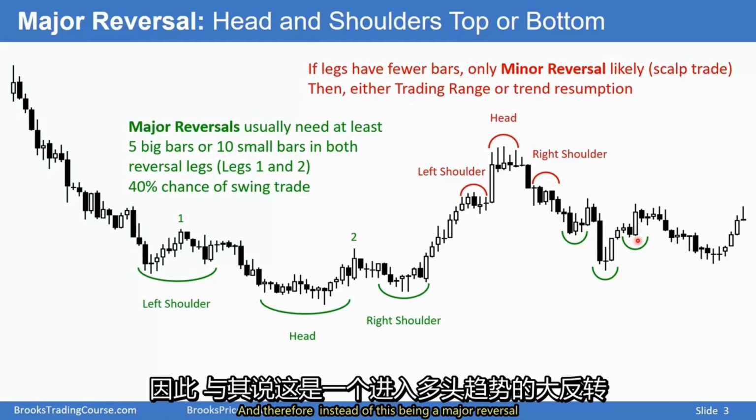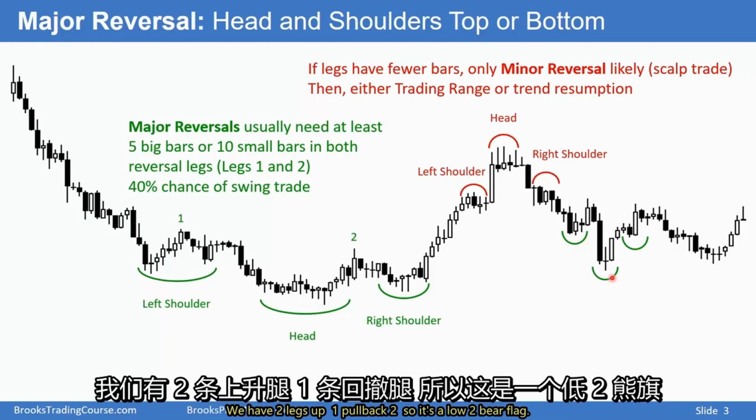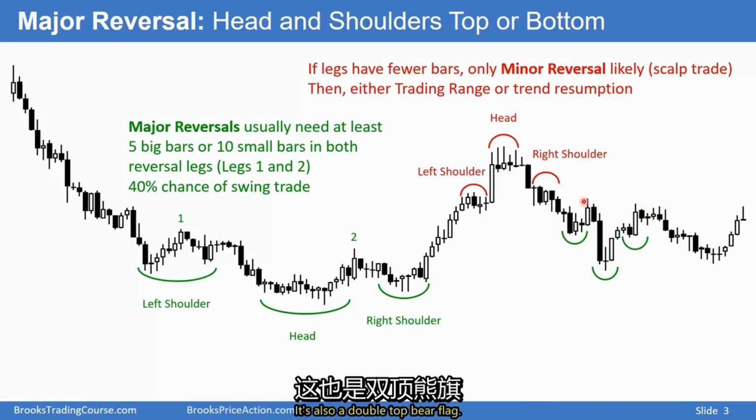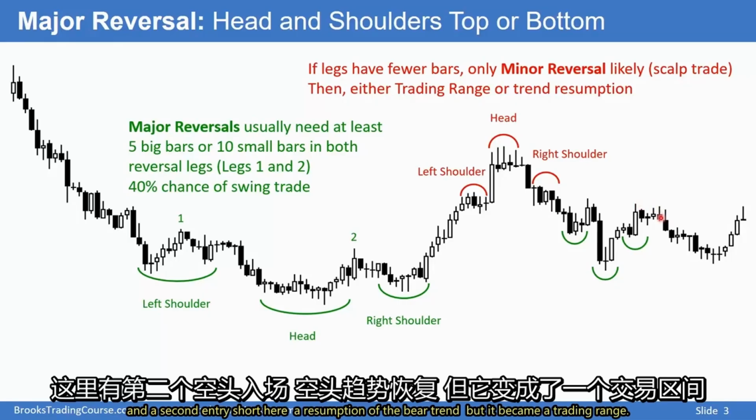And therefore, instead of this being a major reversal up into a bull trend, it's probably a minor reversal into a trading range or a bear flag. We have 2 legs up, 1 pullback 2, so it's a low 2 bear flag. It's also a double top bear flag. And we have a micro double top here and a second entry short here, a resumption of the bear trend, but it became a trading range.